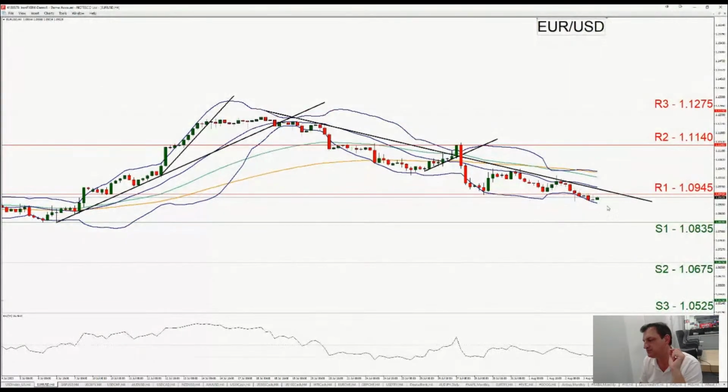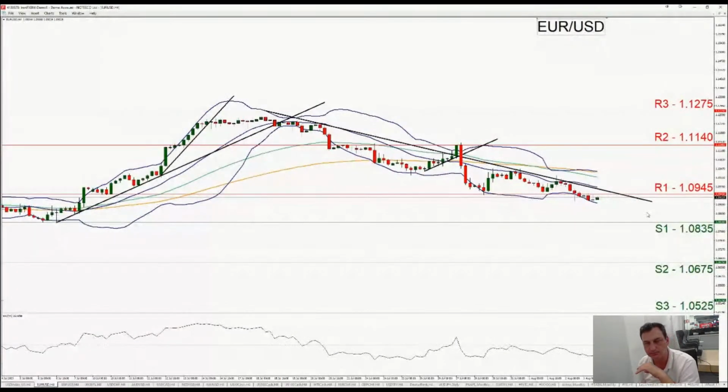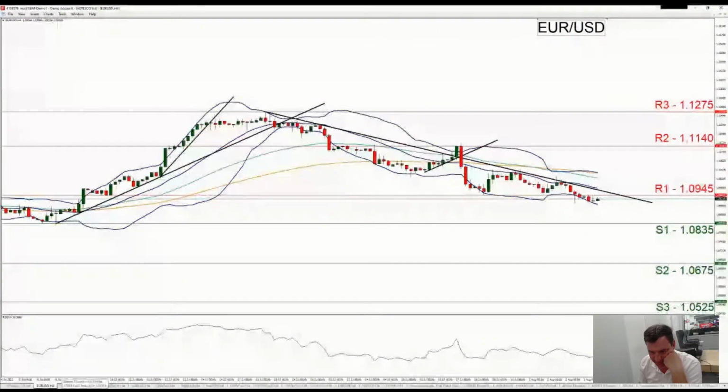Should the bears maintain control over the pair, I wouldn't be surprised to see it aiming, if not breaking, the 1.0835 in the next 48 hours. Actually, given that we have also the US employment report for July, that would be maybe the most critical event for the pair in the next 24 hours. Okay, in 30 hours. Let's have a look at GBP USD.